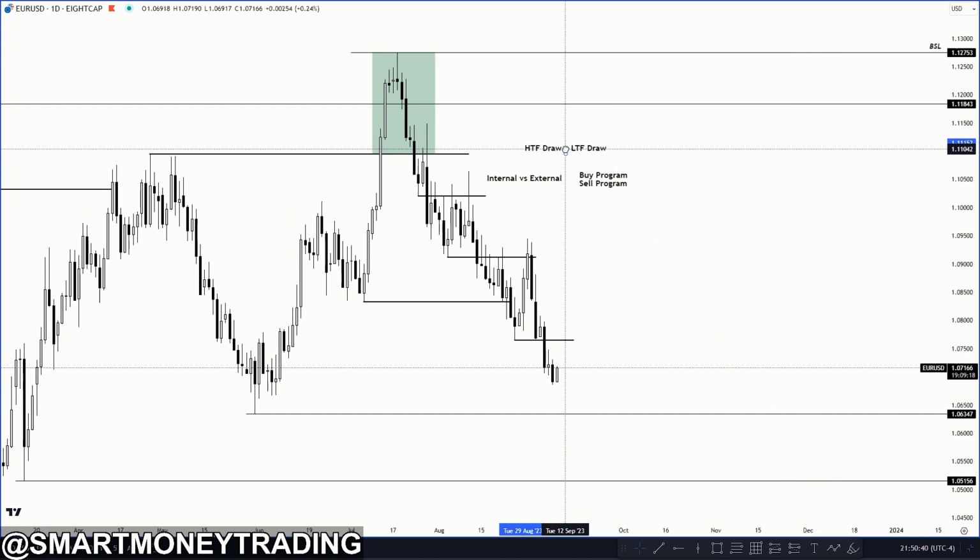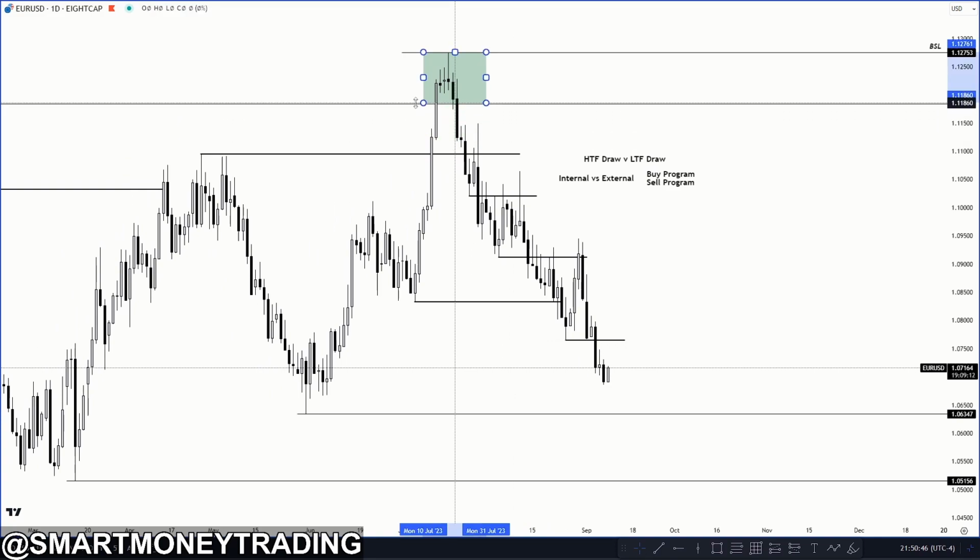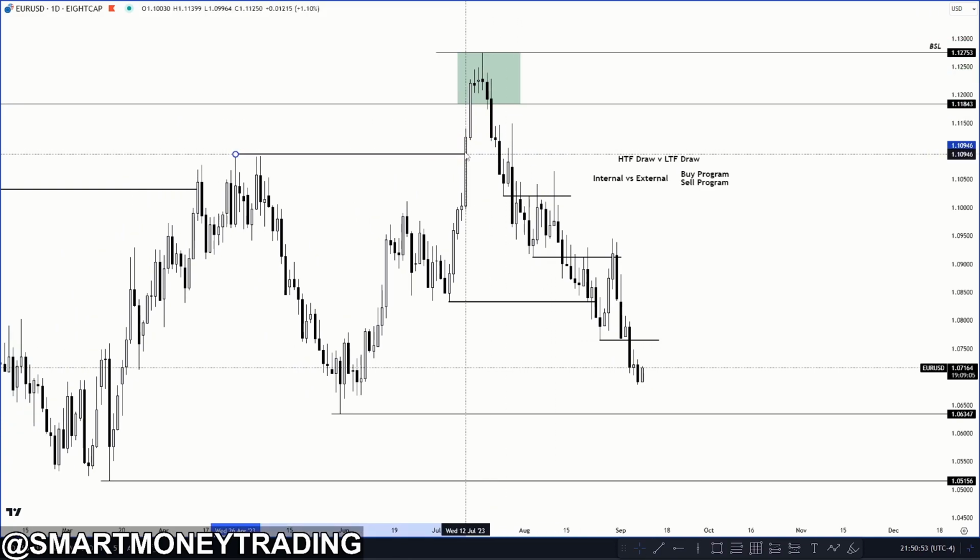You're going to want to see what time frame you're on. Higher time frame draw versus the lower time frame draw. The higher time frame is always something you're going to want to keep in the back of your mind. Or this right here would be your stop hunt. That right there would be your stop hunt.